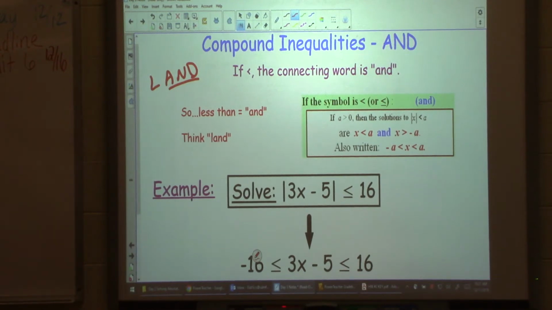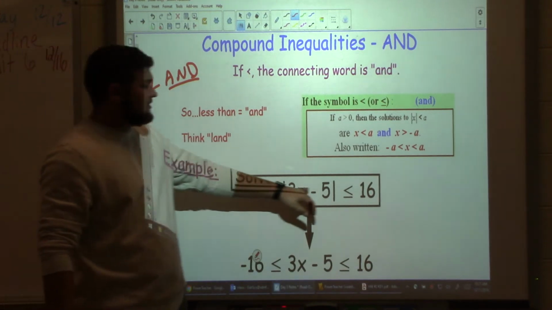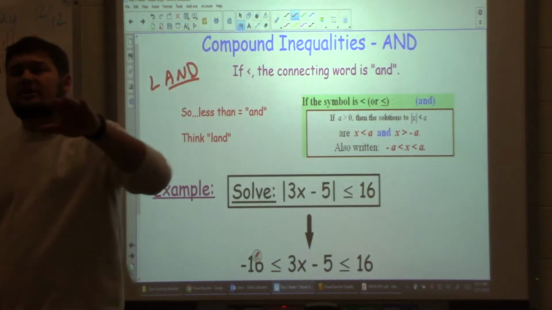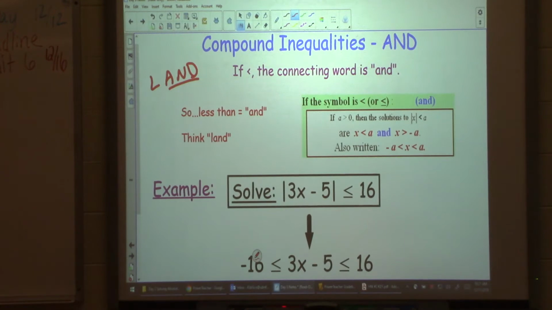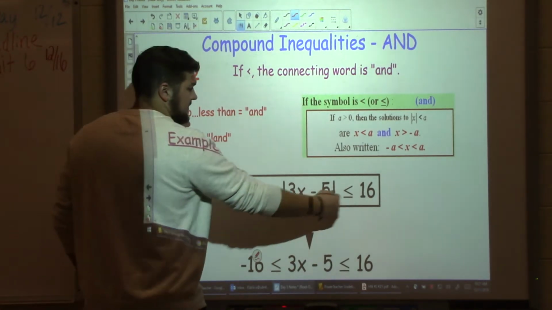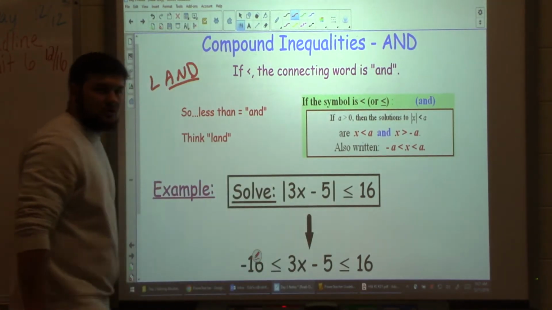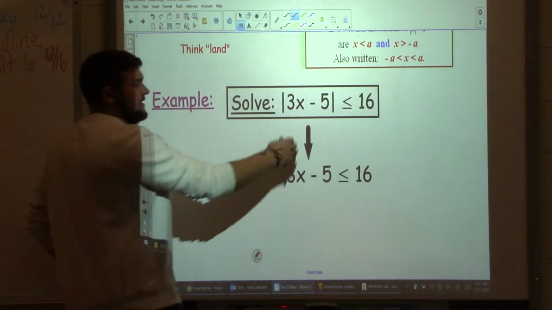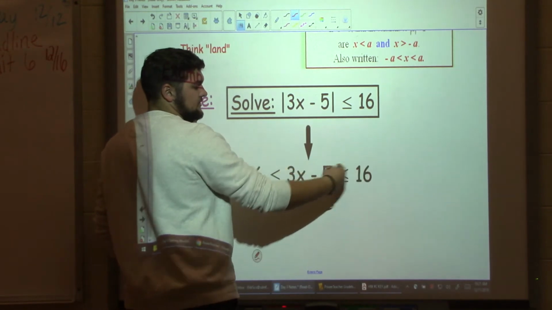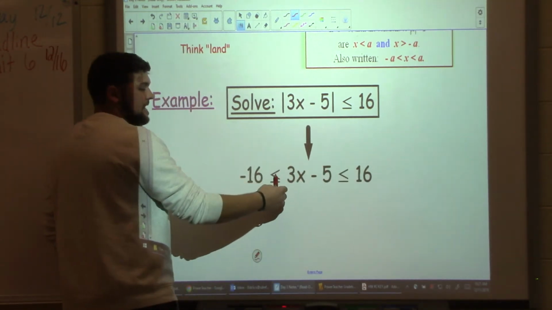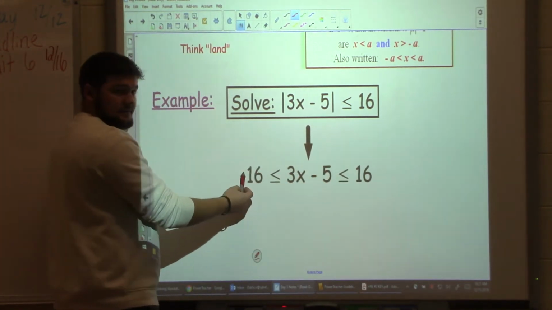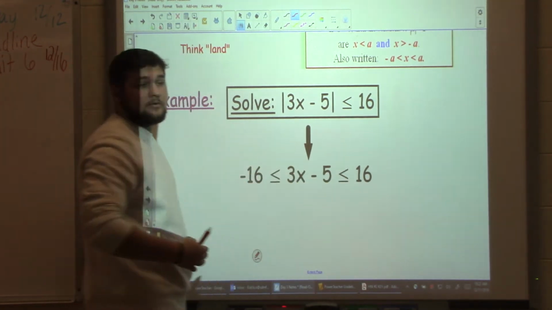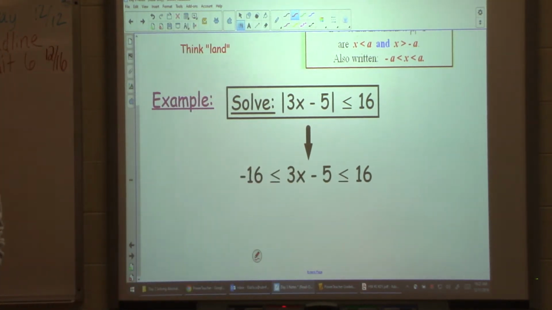So an example would be the absolute value of 3x minus 5 is less than or equal to 16. If I want to solve that for x, solve that inequality, I need to turn this into an AND statement so my absolute values go away. The way that I do that is I keep this whole part and just drop the absolute values. I add the same sign behind it and I turn 16 negative. Right? And it turns into a compound inequality. Right? A compound inequality tells me I have an AND statement.